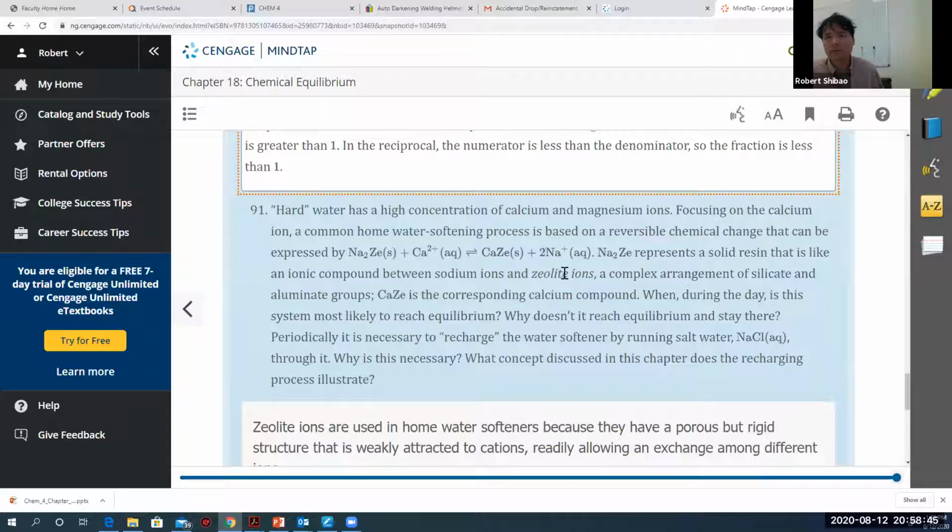It's these ceramic materials that have these channels and other stuff. A complex arrangement of silicate and aluminate groups. You know, silicate is SiO4 or SiO2, aluminates are Al2O3 type groups. They're tetrahedral groups for silicon, and aluminum is a little bit different. Calcium zeolite is the corresponding calcium compound.